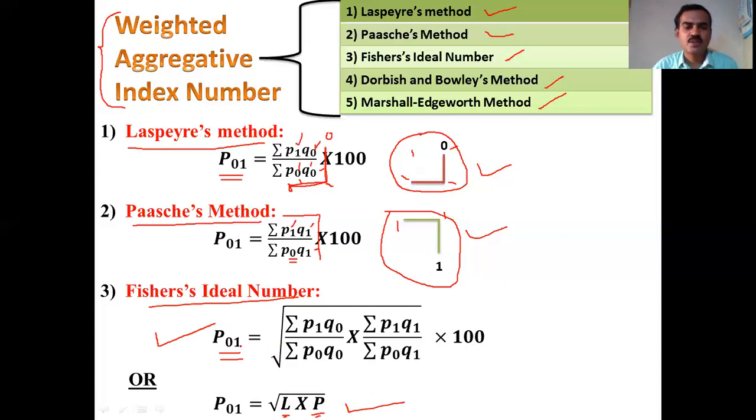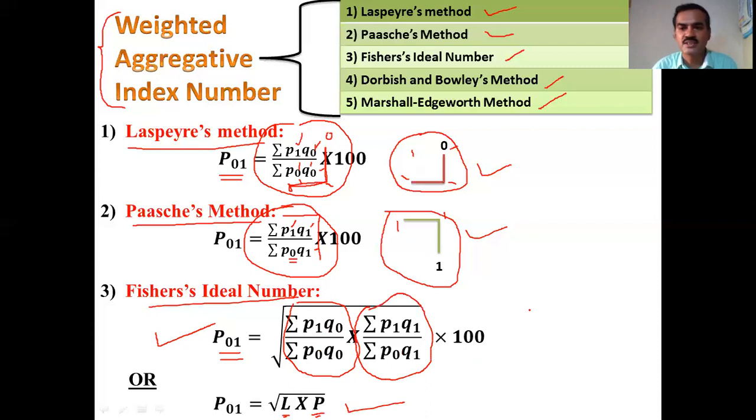Okay, see here, P01 equals the square root of, see here, this particular portion, that is Laspeyres' formula, will come here, that is sigma P1 Q0 divided by sigma P0 Q0. And next this particular portion here is Paasche's formula. So this is Paasche's formula. Okay, into 100. This is how the Fisher's ideal index number is to be calculated. Remember, this will come here and this will come here. So that is how the Fisher's ideal index number formula is to be remembered.